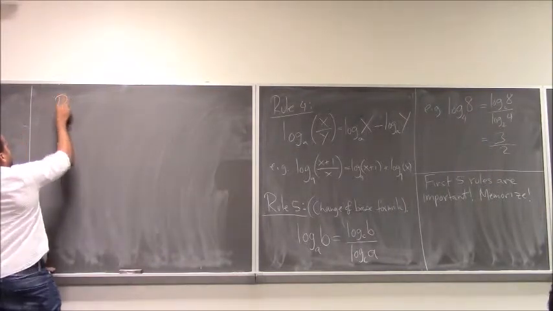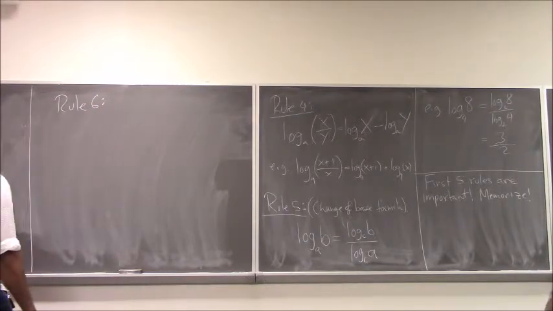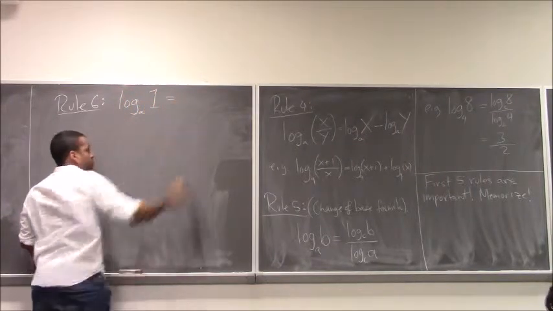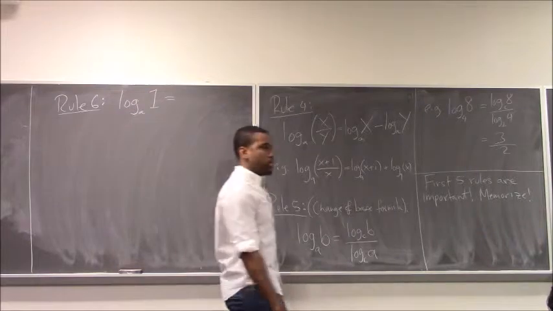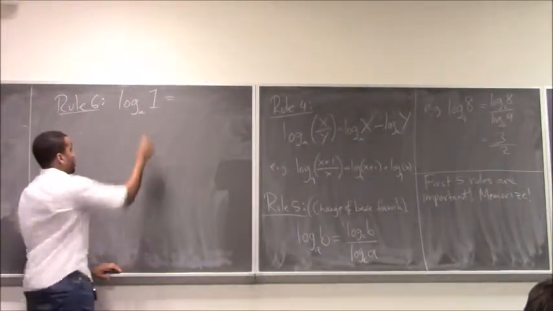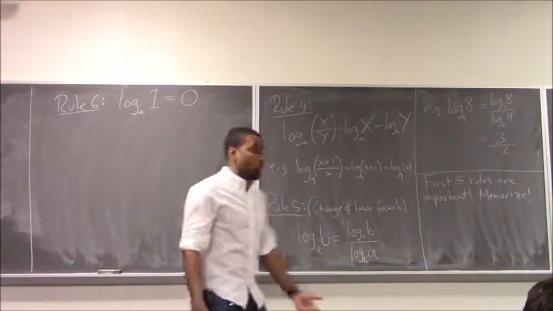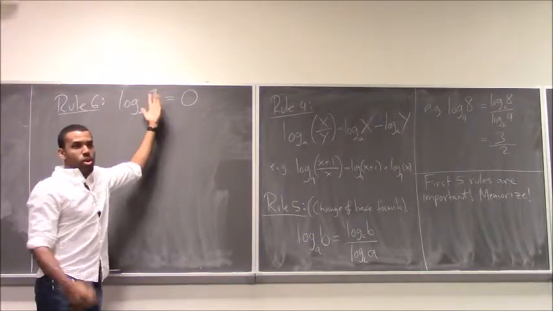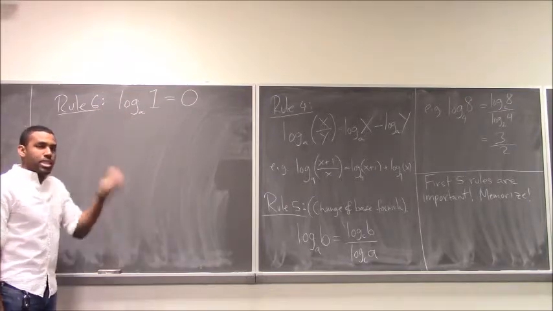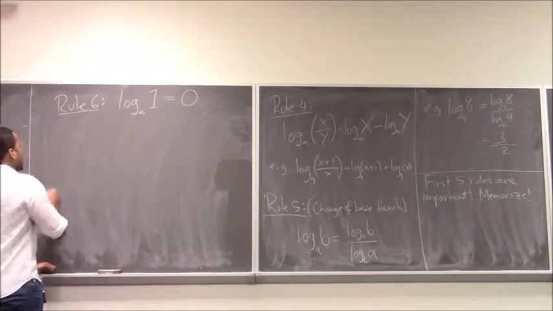So we're at rule 6. Log to the base a of 1. If I tell you the logarithm of 1, what is the answer? 0. It's always going to be 0. No matter what the base is, if you take the log of 1, it'll always be 0. Why? Because a raised to the 0 gives you 1. Technically you could use definition 1 to figure that out, but it's something that you can know right off the bat. It'll show up often enough to just know that.